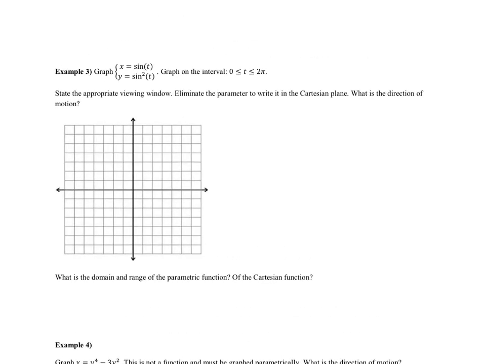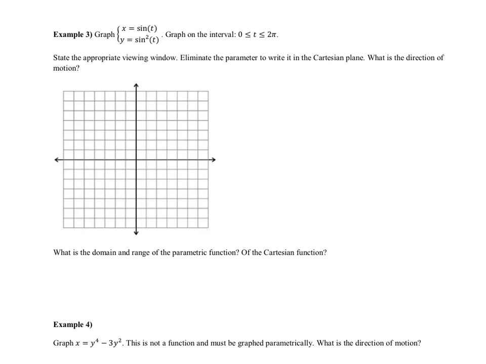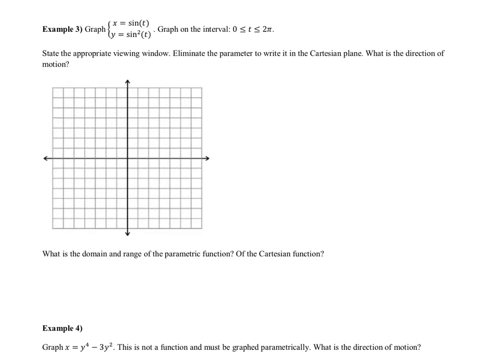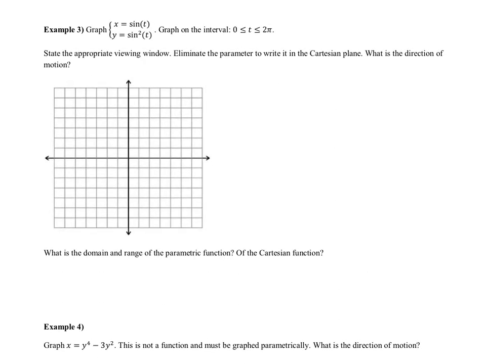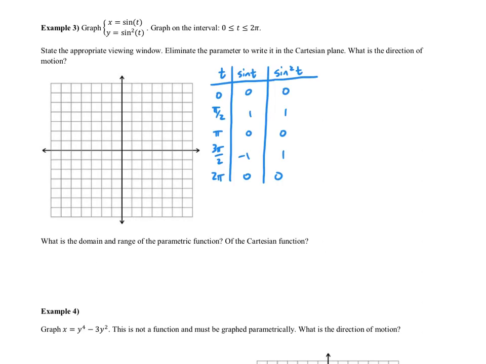All right, here we are in example 3. And we have x equal to sine of t and y equals sine squared t. I'm not going to do anything on the calculator here. What I'm going to do is first sketch this thing using a little table. So I'm going to pause. I'll be right back. All right, so here's a little table.